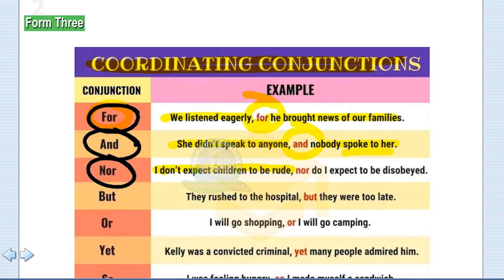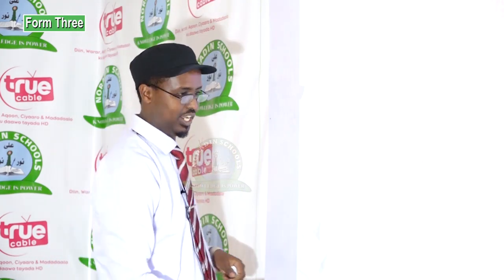You see this one? Right. A join is now what? So I say what? I don't expect children to be rude, nor do I expect to be disobeyed. What about if I don't use conjunctions here? How would you understand? "Abdi Umar brothers." This is a simple example. It's not correct. I have to use conjunctions.